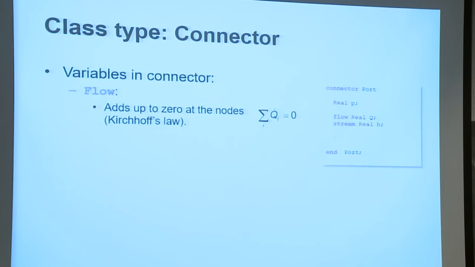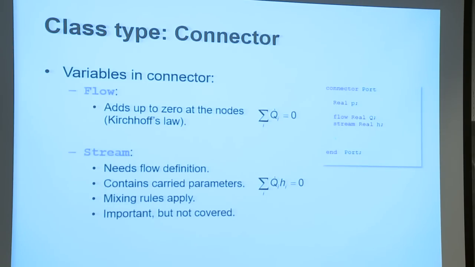The second important thing in a connector is the stream prefix. Stream always needs a definition of flow, and a stream defines something which is carried by this flow. For example, in my case, I have a mixer from a recycle with a certain enthalpy and from my fresh feed. And both have different compositions. My flow would be my flow rate in moles per minute or kilograms per minute. And the stream variable is carried by my flow.